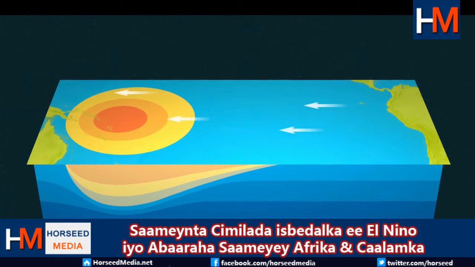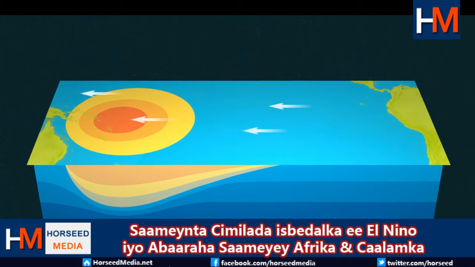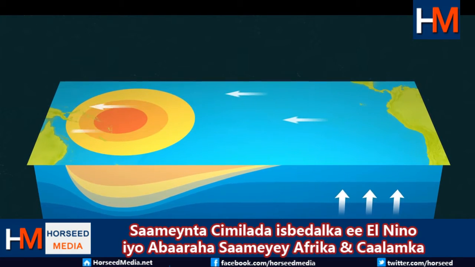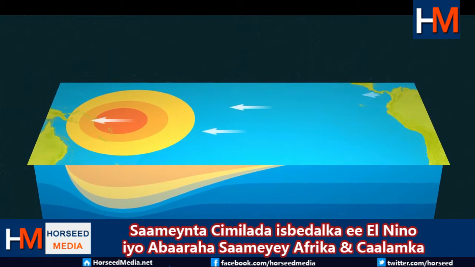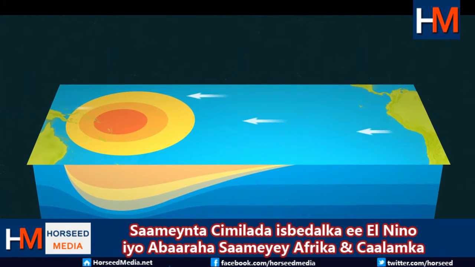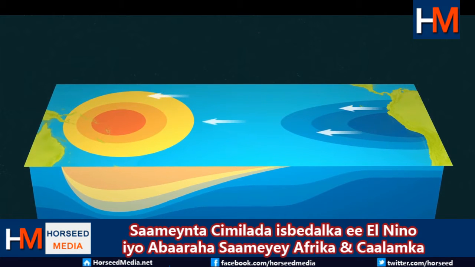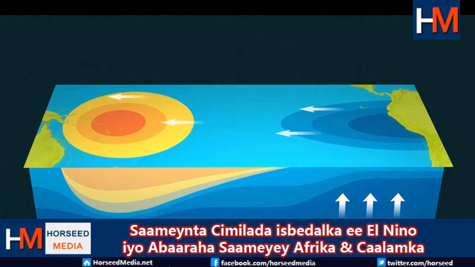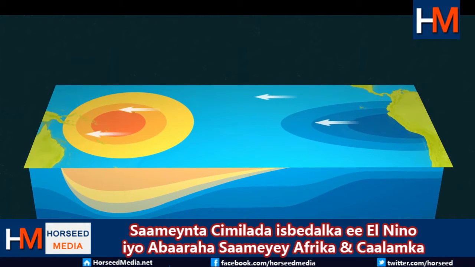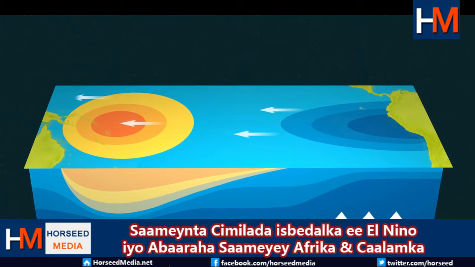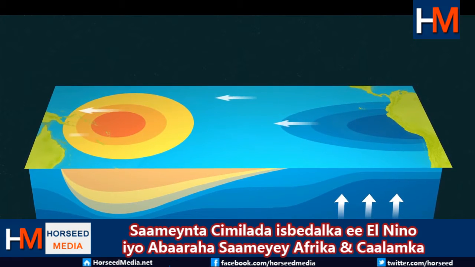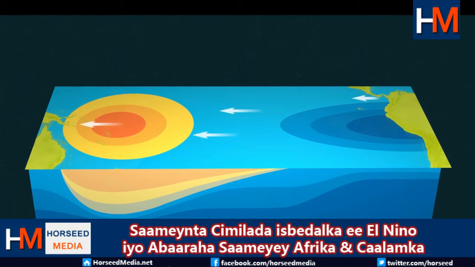On the other side of the ocean, around South and Central America, as the warmer water gets pushed away from the coast, it's replaced by cold water which is pulled up from deeper down in the ocean, a process called upwelling. This creates a temperature difference across the tropical Pacific, with warmer water piled up in the west and cooler water in the east.